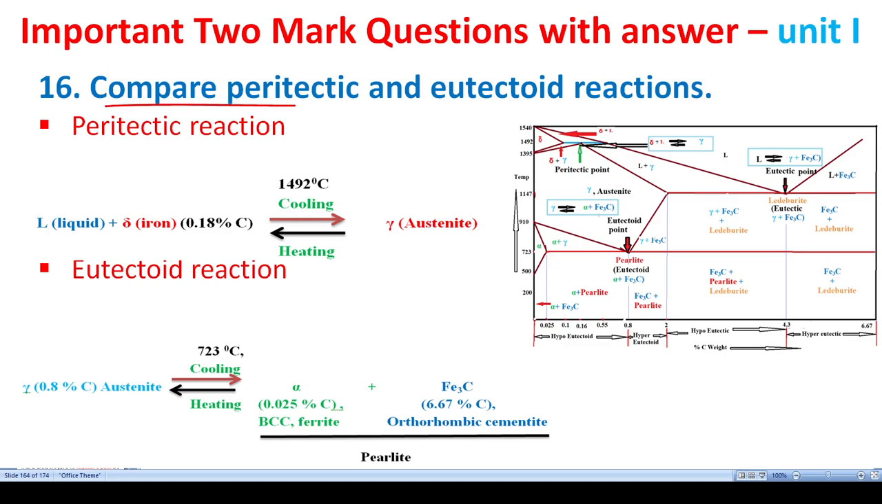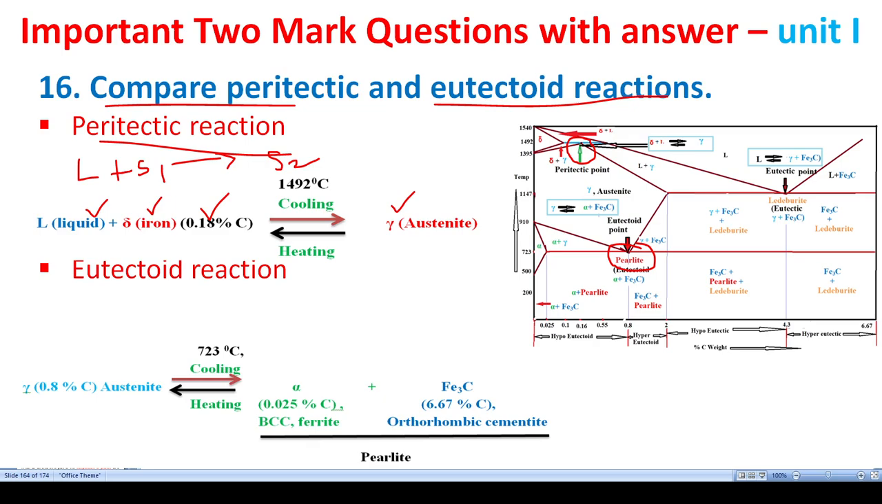Compare peritectic and eutectoid reactions. In the iron carbide diagram, this is the peritectic reaction point, and this is the eutectoid reaction point. In the peritectic reaction, liquid plus delta ferrite, with carbon content 0.18%, is converted to austenite. Here one liquid plus one solid is converted to another solid. This is the peritectic reaction.